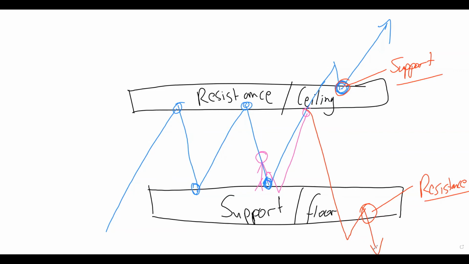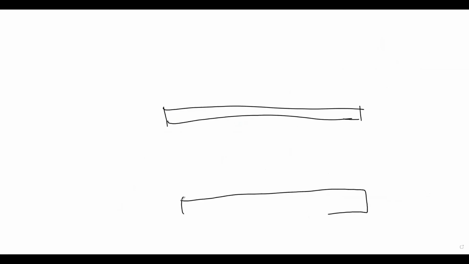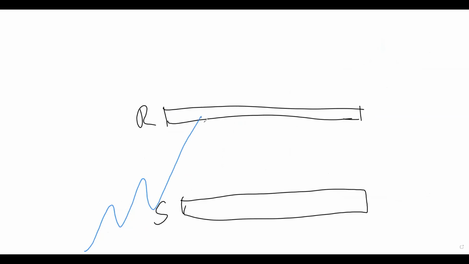Okay, next example. This is very important to know about support and resistance. So again, that's our resistance, that's our support. You can see that price is coming from an upward trending market. It hits a resistance, comes down, drops to the support, climbs again to the resistance, drops again to the support, and then does this.